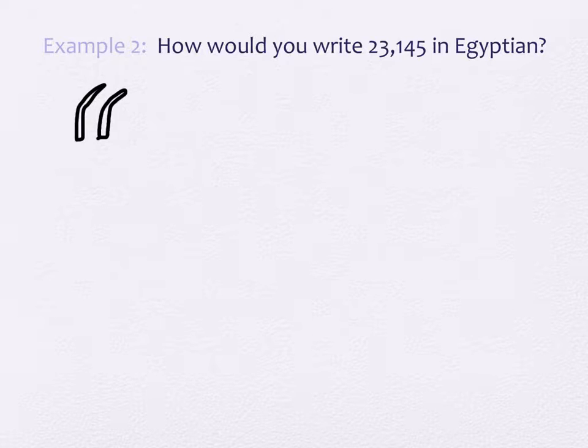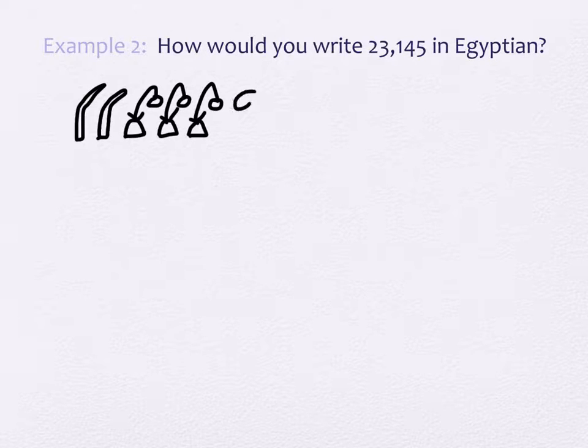Okay, the 10,000s place we took care of. Now we're in the thousands place. What's the symbol in the thousands place? The lotus flower. So how many lotus flowers do I get to draw? 3. The next one is a 1 in the hundreds place. What is the hundreds place symbol? Scroll. So I get 1 of those because there's just 1. 4 what? Heel bones.